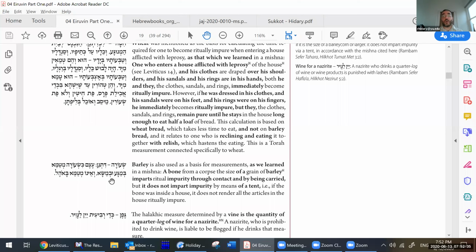Right, a corpse. If you have a full corpse or even a large amount of a corpse, then it makes something tameh. Anyone who touches it, anyone who carries it, and even if it's in the house, it makes everything in the house tameh. It spreads throughout the house.